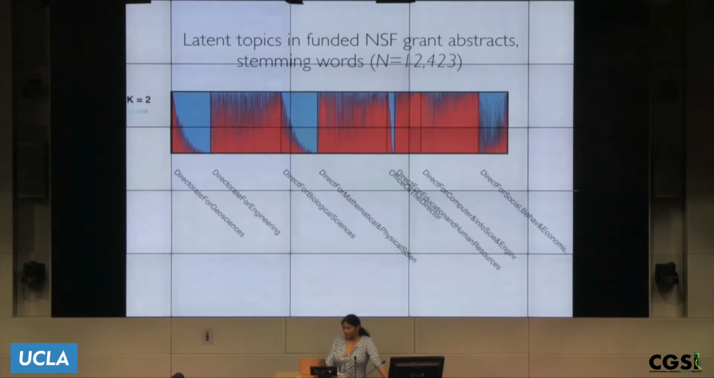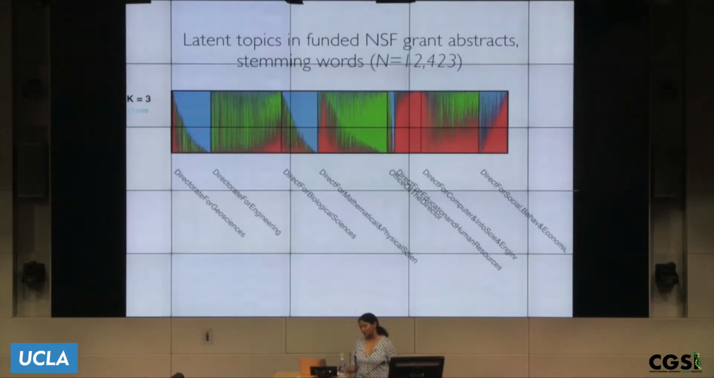Okay, so if you increase k again, you see something interesting. So sorry, this is kind of US-centric, but for those of you who write grants in the US and NSF grants, what are the two parts of an NSF grant?